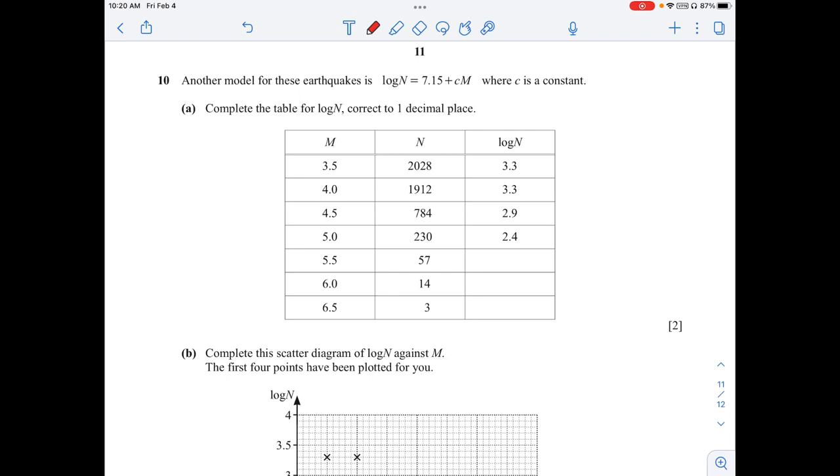Question number 10. Another model: that model was not satisfying, so they tried to devise another model. Log N is equal to 7.15 plus cM, where c is a constant. Complete the table for log N, correct to one decimal place. Log 2028 gives us 3.3. Similarly, log 57 to one decimal gives 1.8. Log 14 gives 1.1. Log 3 gives 0.3. So that is the table.